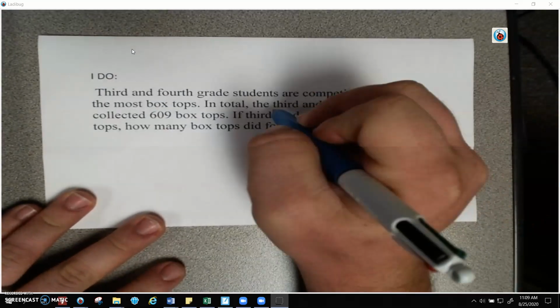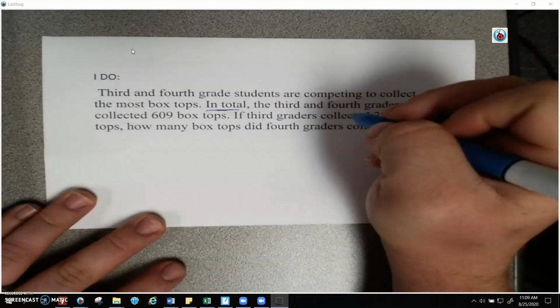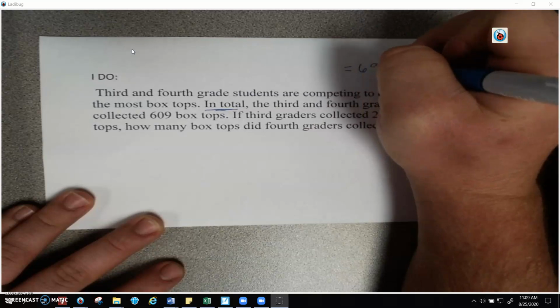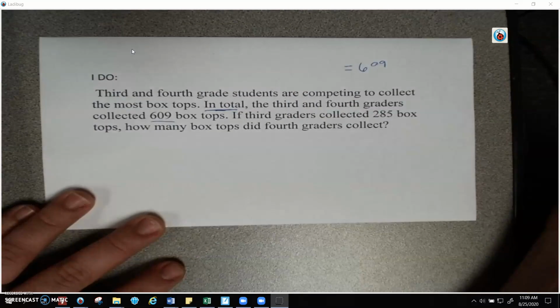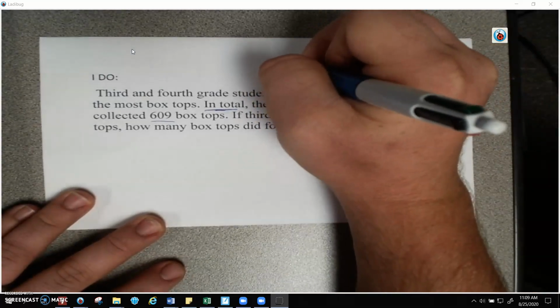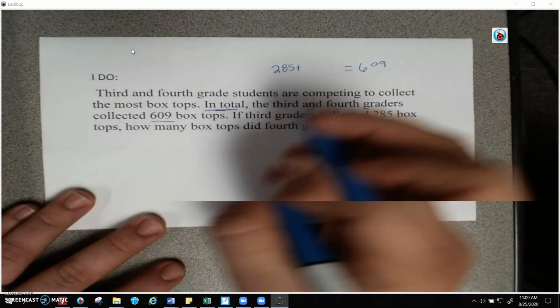So I know it already says "in total" right here. That lets me know that if this were an addition problem, it would equal 609. So the in total right there, their total is 609. If 3rd graders collected 285, it would be 285 plus, and then that's what I don't know.